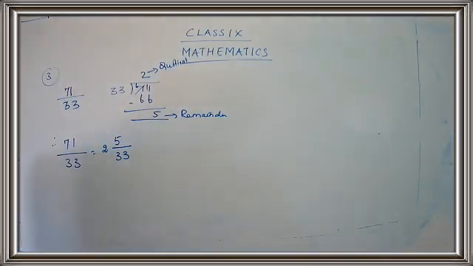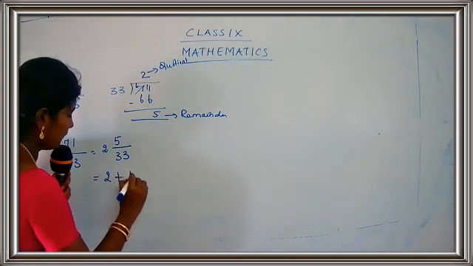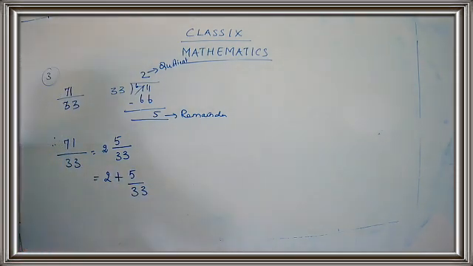Okay. So this is 2, 5 upon 33. So this will be written as 2 plus 5 upon 33. Write down, this is equal to 2 plus 5 upon 33. Have you taken the sum, children? So 71 upon 33 is equal to 2 5 upon 33. When we divide, we get the answer in terms of mixed fraction. After getting the mixed fraction, you can just put a plus sign over there. So 2 plus 5 upon 33, you can split this.